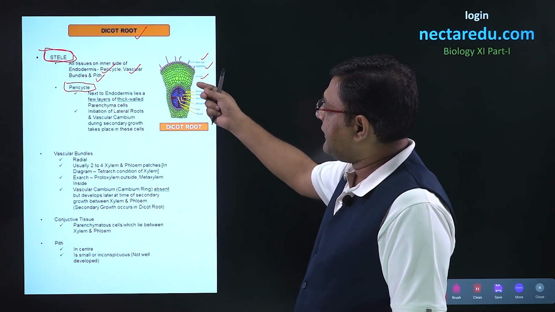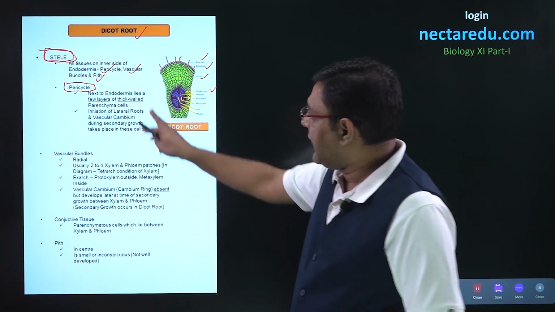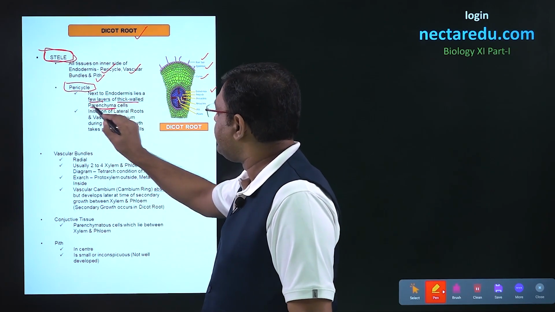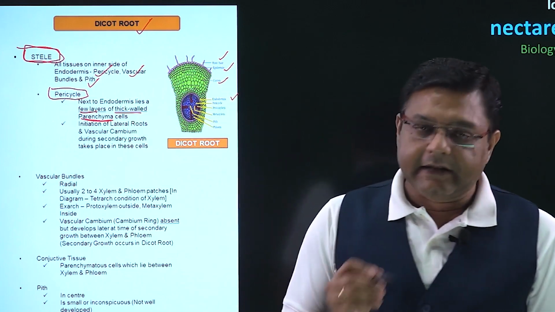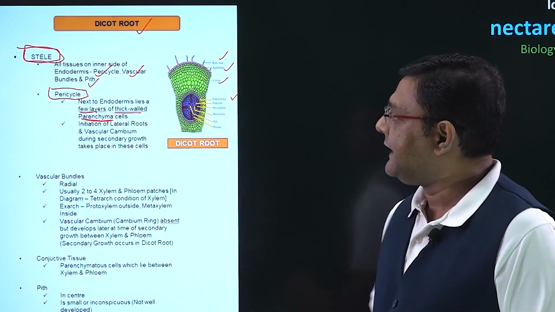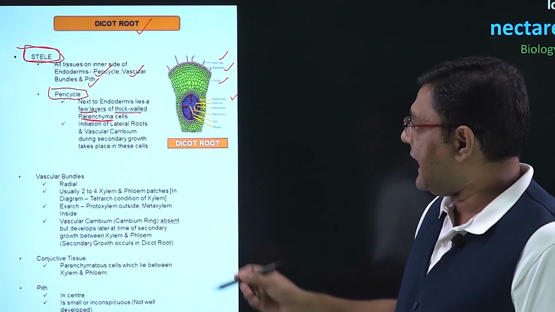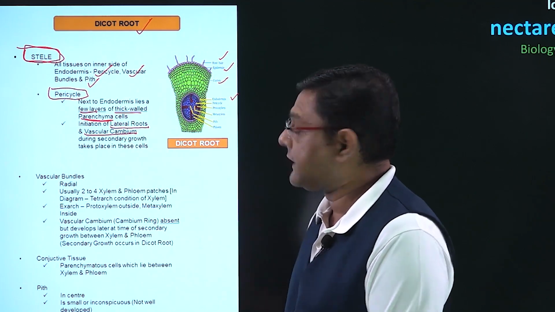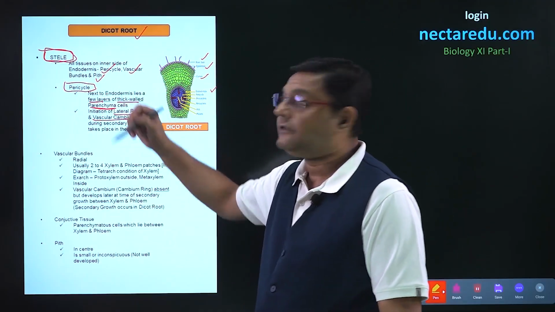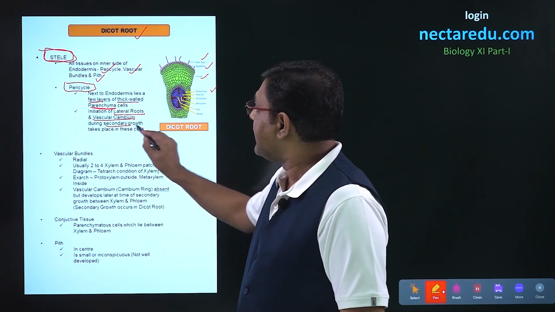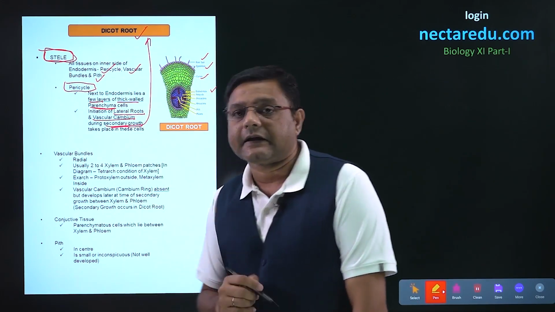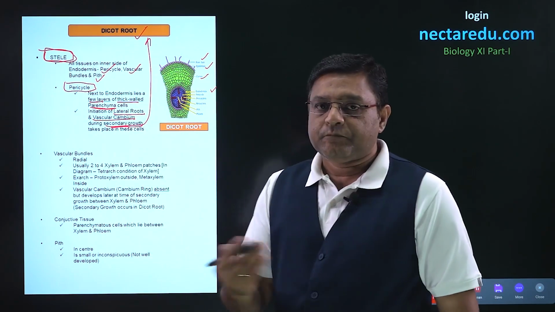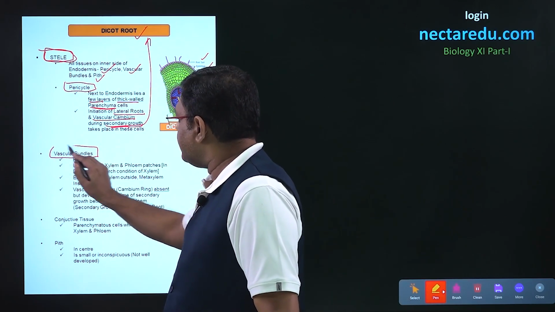Now, the pericycle will be present below the endodermis layer. It will have few layers of thick-walled parenchyma cells. Another important point about pericycle in the case of dicot roots is that initiation of both lateral roots and vascular cambium will happen from these pericycle cells, and that is how secondary growth occurs in the case of dicot roots. Now, after this pericycle, the next are the vascular bundles.